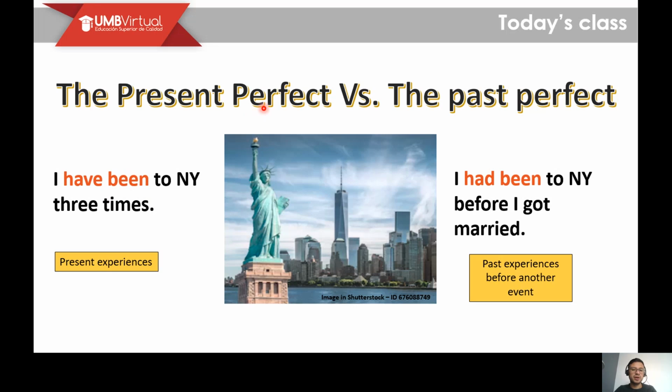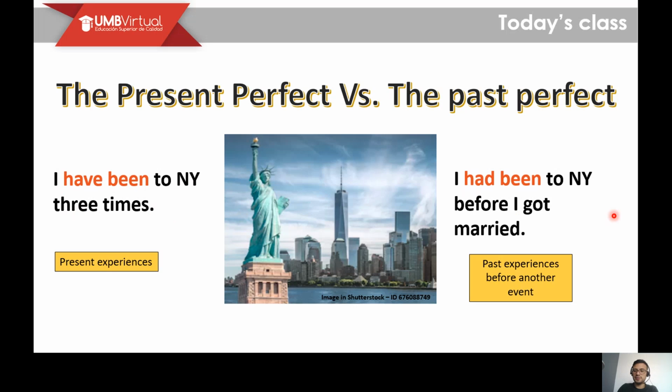Okay, the next topic, we are going to move to the present perfect versus the past perfect. We have these two structures that are using the verb to have and the past participle of the main verb of the sentence. Yes, we have been, and in here is had been. About the grammar, in here you use the present form of the verb to have, and in here you're using the past form of the verb to have.